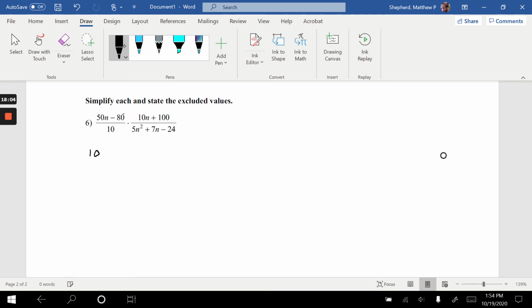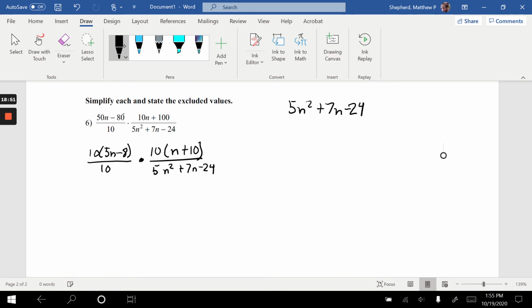So let's start with, I can take a 10 out of everything on the top. So I'd get 5n minus 8. On the bottom, that's just going to remain a 10. I could also take a 10 out of both of those on the top, so that'll become n plus 10, all over. Now I don't see any particular number or variable that can be taken out of all of that, so I'm just going to leave it as 5n squared plus 7n minus 24. But now let's focus more on that. Let's see if we can factor that denominator a bit better.